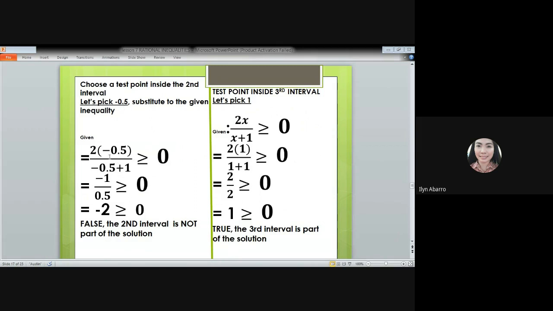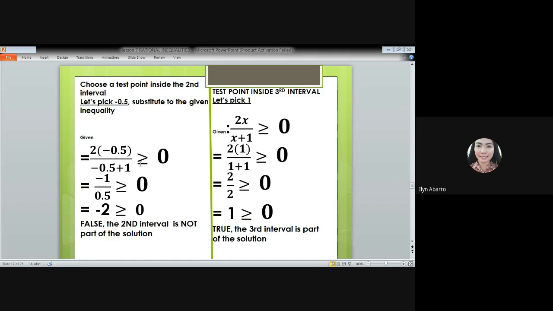So, 2 times negative 0.5 over negative 0.5 plus 1 is greater than or equal to 0. So, 2 times negative 0.5 is negative 1, over negative 0.5 plus 1 is equal to positive 0.5. So, negative 1 divided by 0.5 is negative 2. Is negative 2 greater than or equal to 0? Of course, that is false. So, the second interval is not part of the solution.